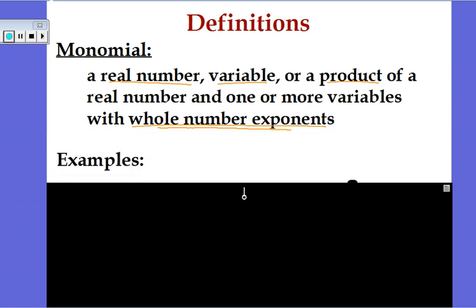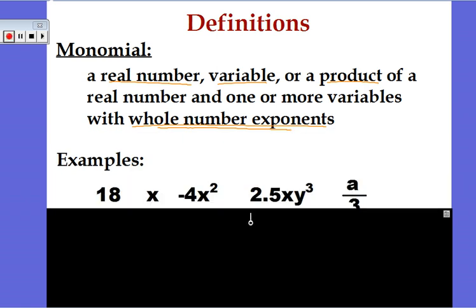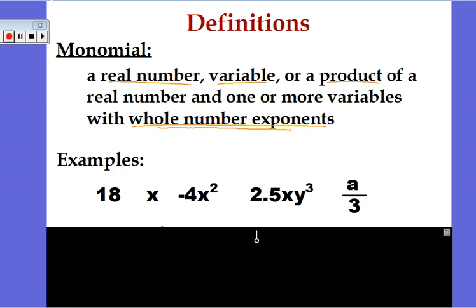Okay, so let's look at some examples here. So the first example, 18, this is a real number. So we consider this a monomial. The next one is x. This is a variable. So again, we consider that a monomial. Okay. This next one is a product of both of them. So a real number and a variable with whole number exponents. Okay. And then both of these are also products.